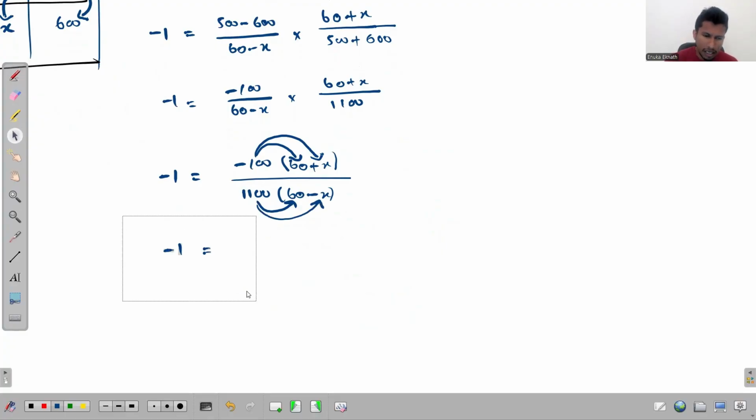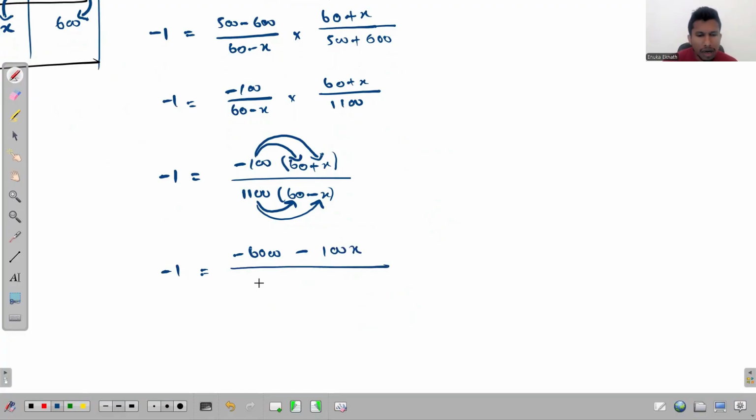That's the whole story. So now what happens? It's -1 equals -60 and you put another two zeros. So this minus sign into this plus sign becomes minus. That will be 100 into x, and that is divided by 66,000. That is plus 66,000 minus 1100 x. Right?